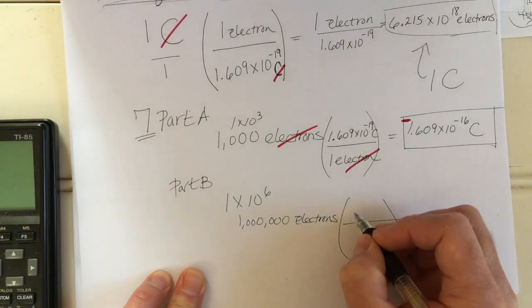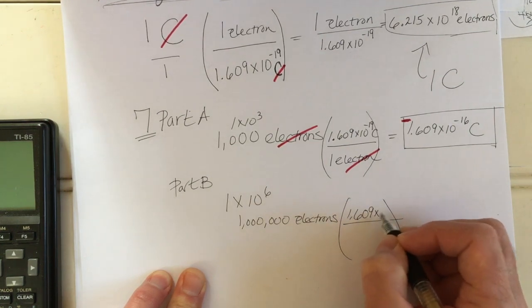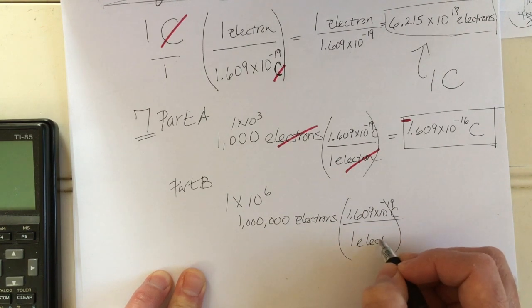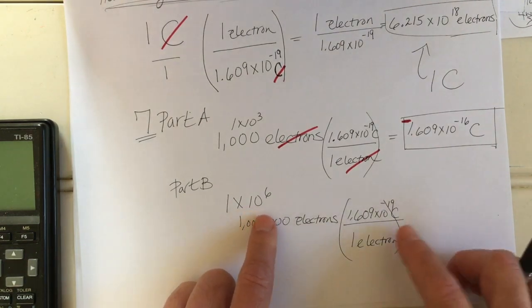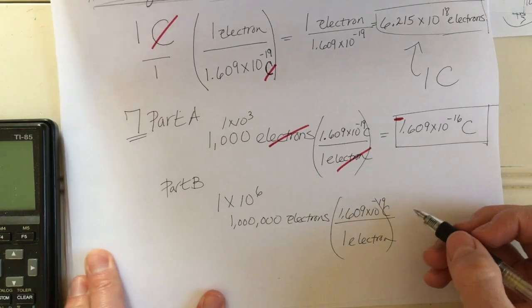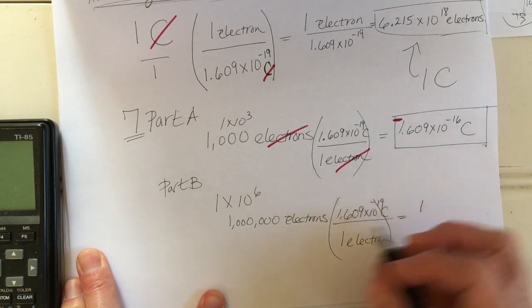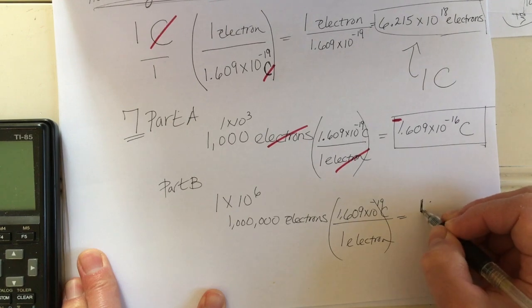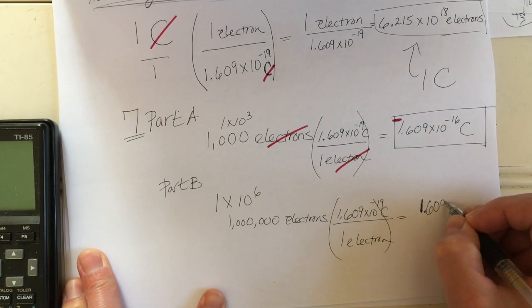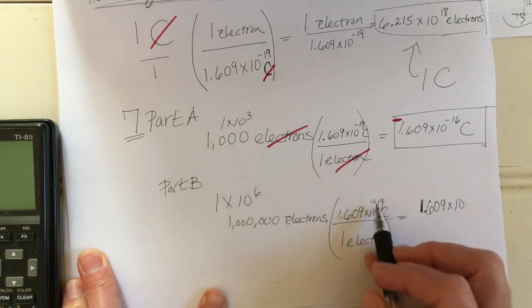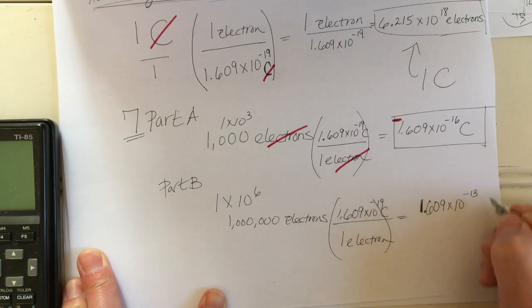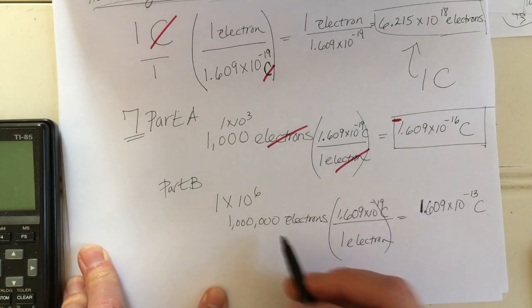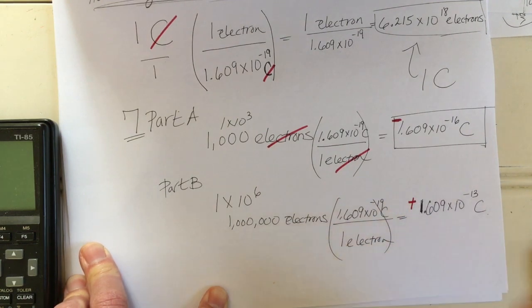Same conversion factor as before, 1.609 times 10 to the negative 19th coulombs is 1 electron. And this is going to be the same thing, right? We can just add the 6 to the negative 19. The 1 will get multiplied by 1.609, so 1.609 times 10 to the, we're going to add 6 to negative 19, so negative 13th, right? Coulombs. Now, this is going to be deficient this many electrons, so the charge here would be positive.